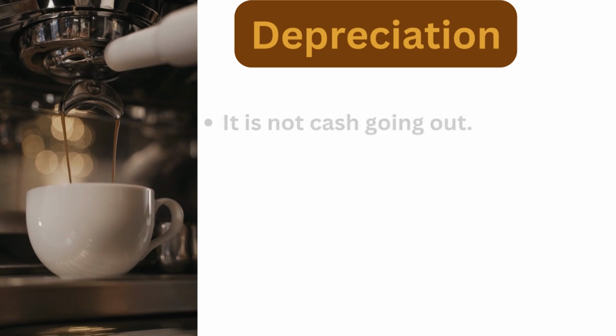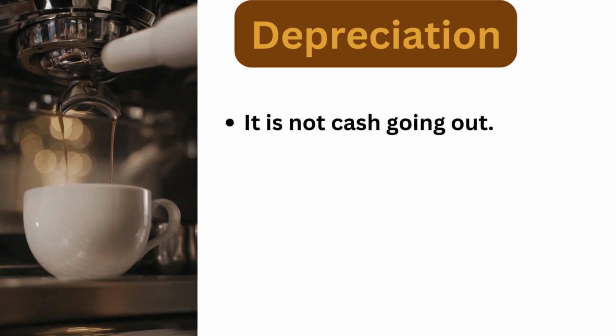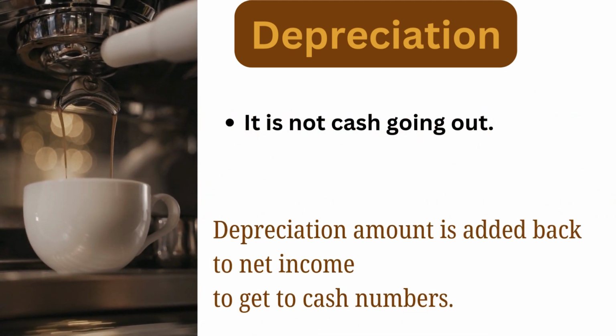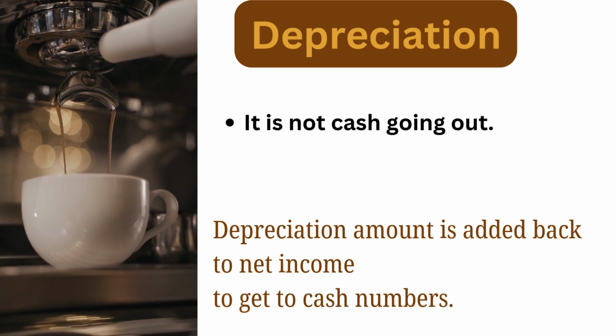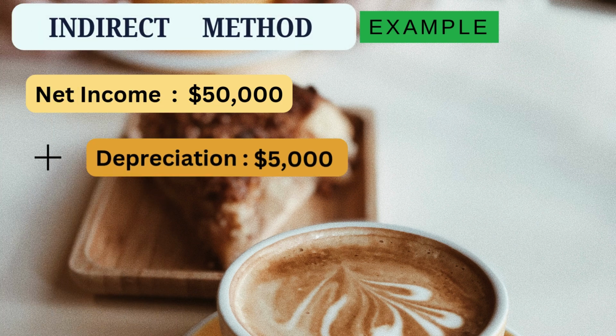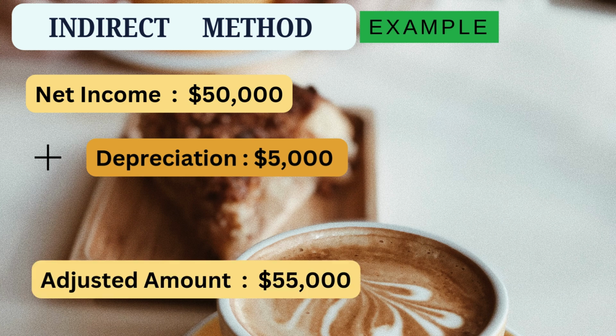However, depreciation is not real cash leaving the business right away. Therefore, the depreciation that was previously taken out of net income needs to be added back to it if we want to get to cash flow numbers. So let's say our depreciation was $5,000. We add this amount to net income. Now our adjusted number is $55,000.